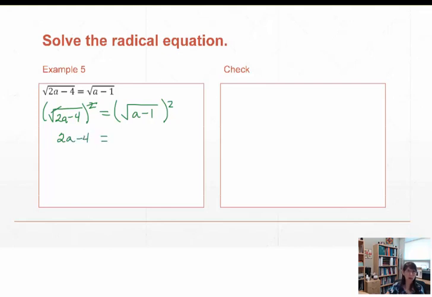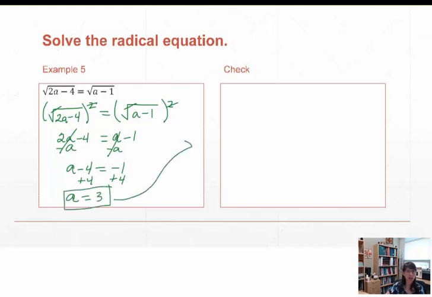So we would have 2a minus 4 equals a minus 1. When we scan it, it looks linear. So I'm going to collect all my variables on the left side of the equation by subtracting a from each side. That leaves me a minus 4 equals negative 1. To collect the constant terms on the right side, I would add 4 to both sides. And now a equals 3.